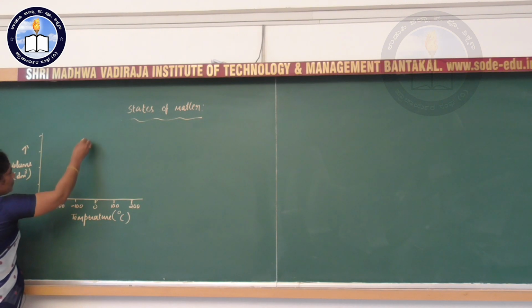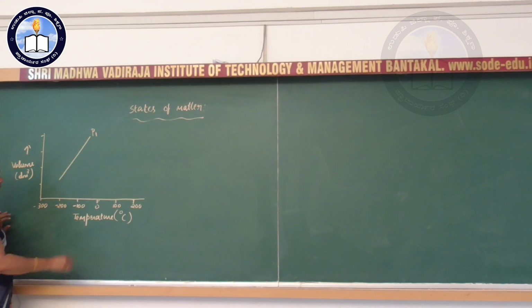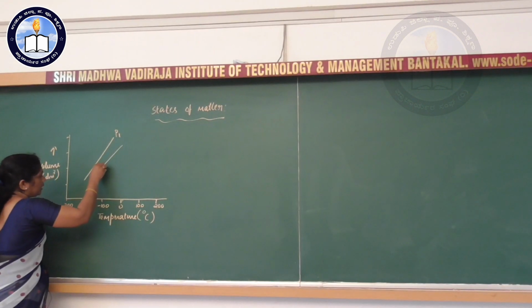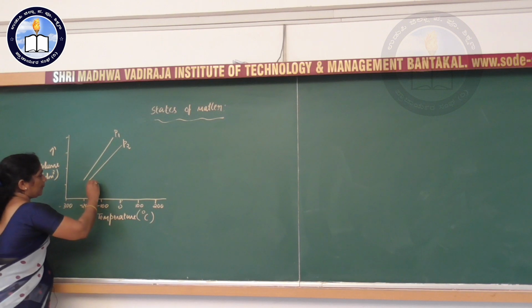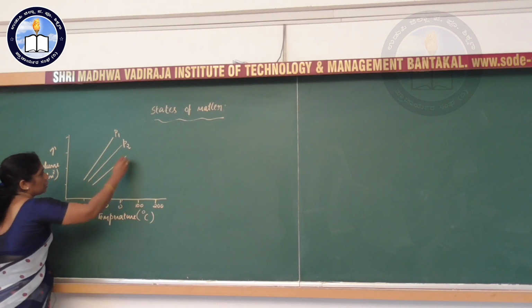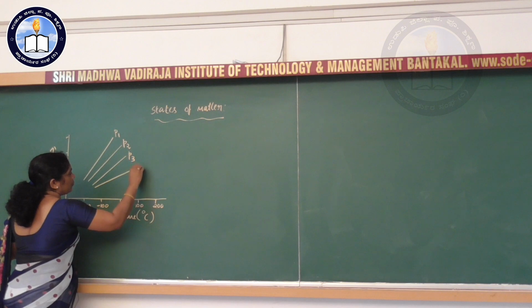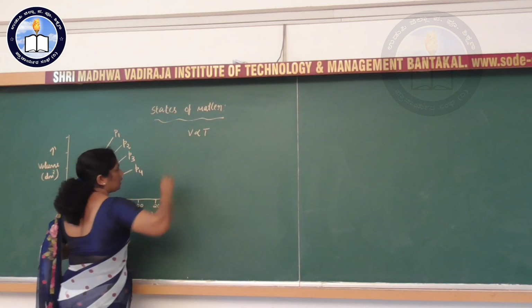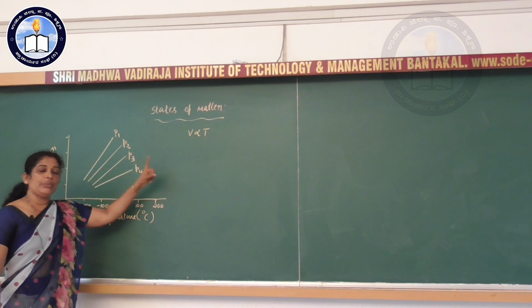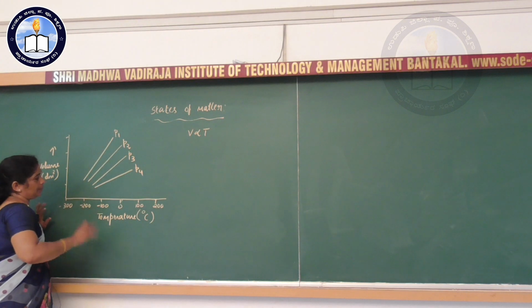If you plot a graph at constant pressure, for example at pressure P1, this is the graph. At pressure P2, constant pressure it should be, so this is for pressure P2. Similarly, pressure P3, this is the graph. Similarly, for pressure P4, this is the graph. We know that volume is directly proportional to temperature, meaning whenever volume increases, temperature also increases. So we will get a straight line.